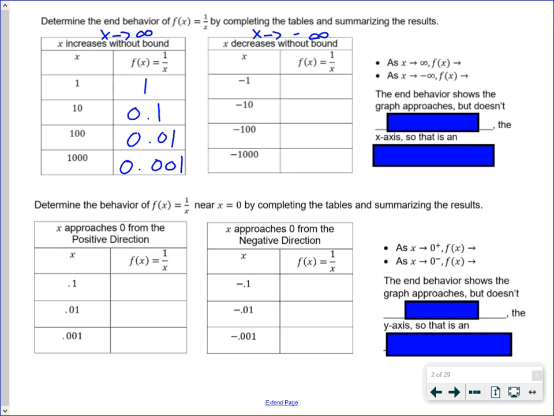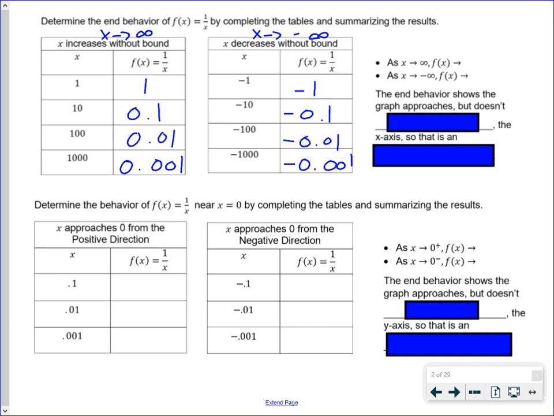And when x decreases without bound, so we have negative 1, negative 10, negative 100, and negative 1000, we're just going to plug these into the equation. You get negative 1, negative 0.1, negative 0.01, and negative 0.001.